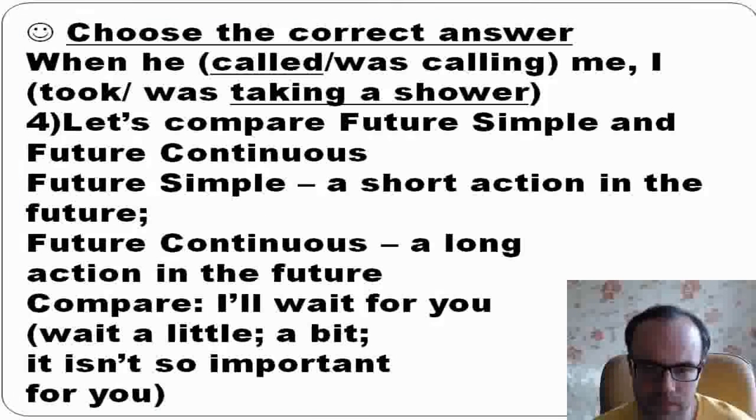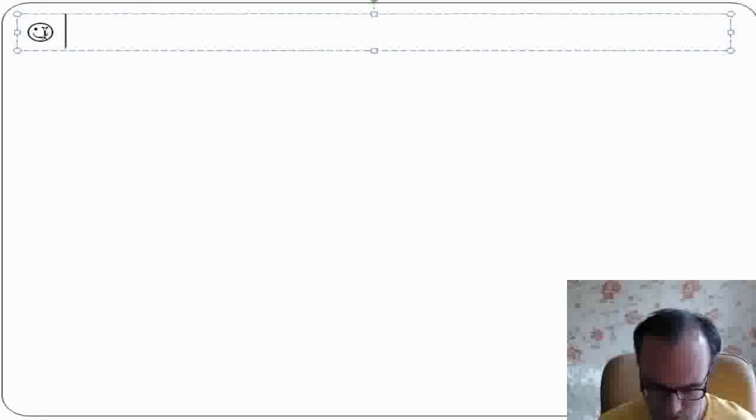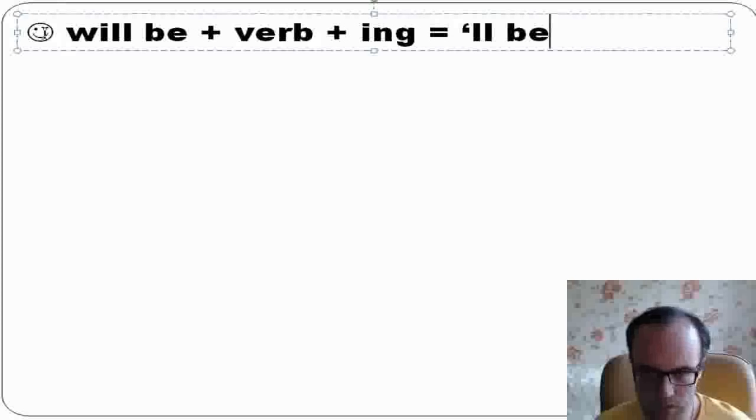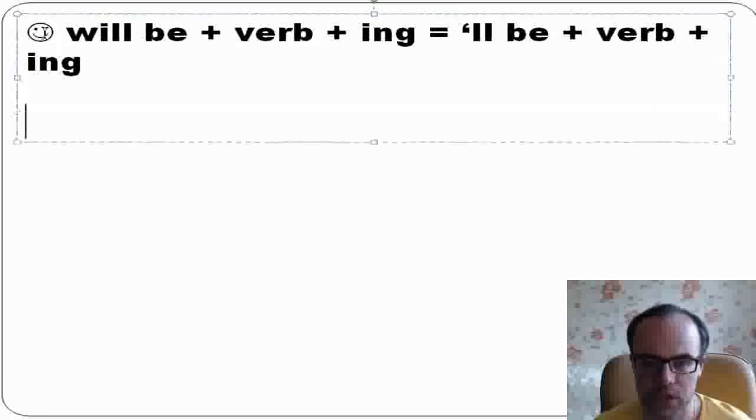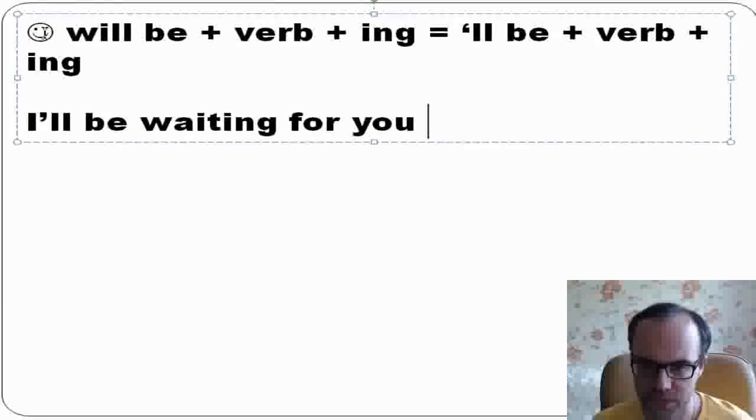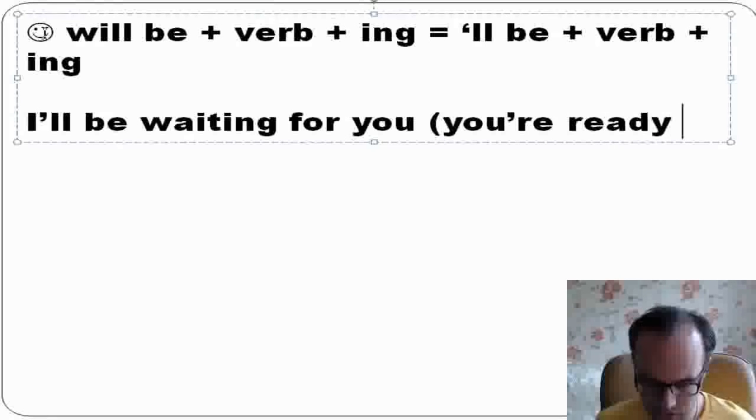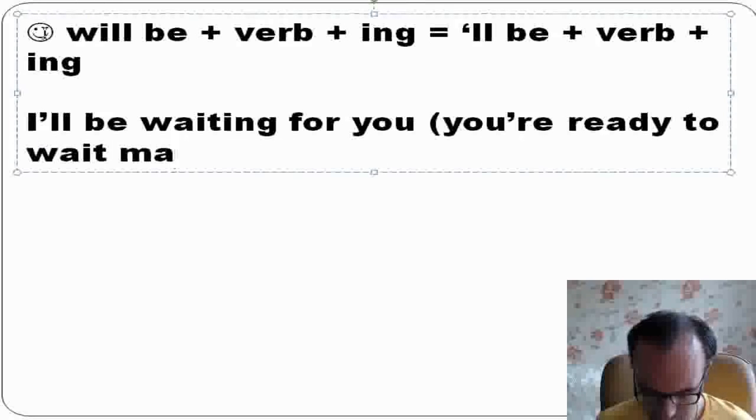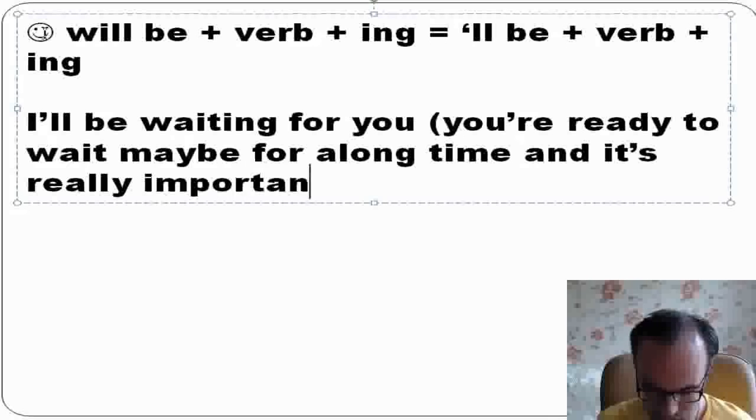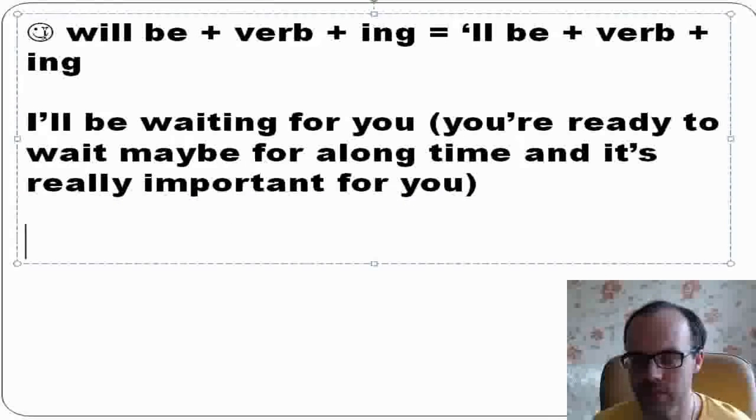Well, if you use future continuous, it's will be plus verb plus ing, or you can also use a short form. It will be the following: I'll be waiting for you. If you say it this way, it means that you're ready to wait for a long time, and it's really important for you. You're ready to wait maybe for a long time. I'll be waiting for you.